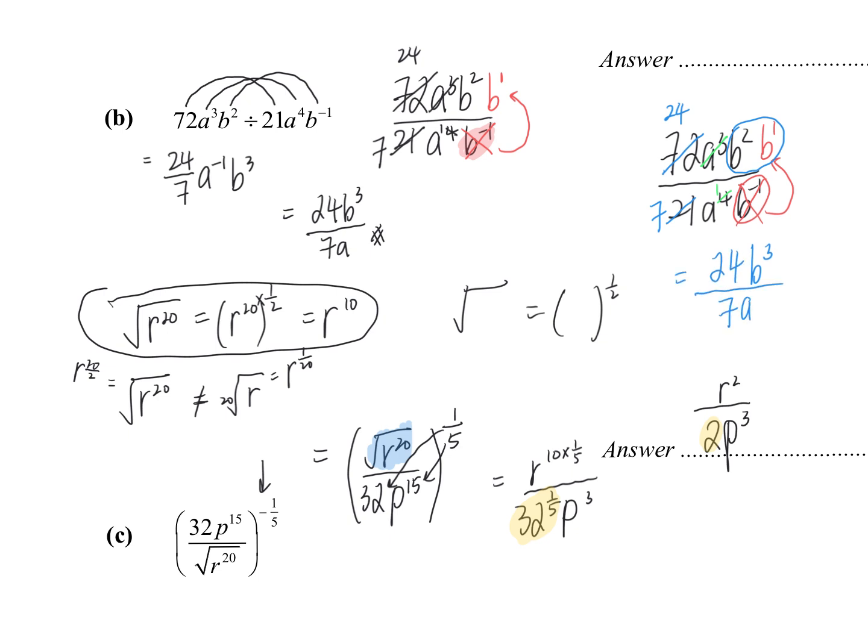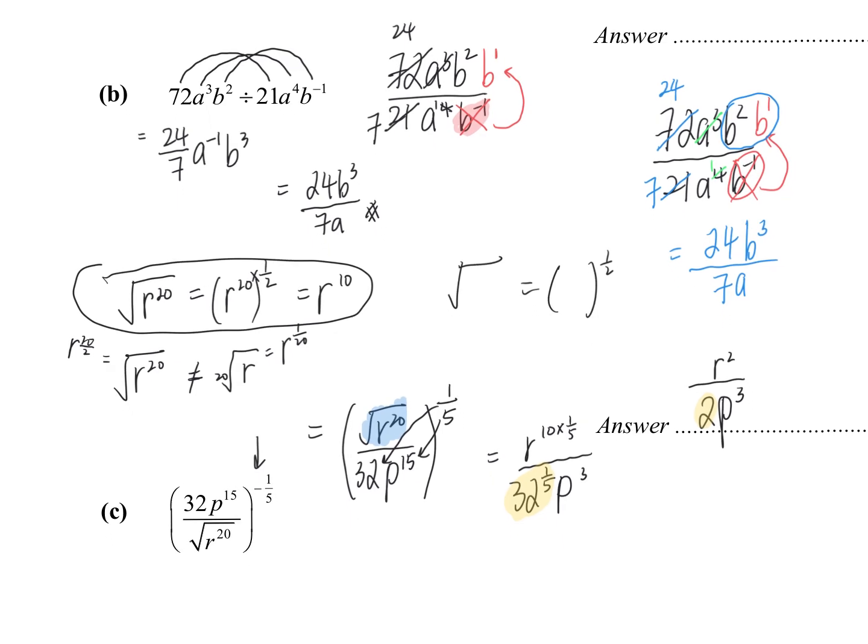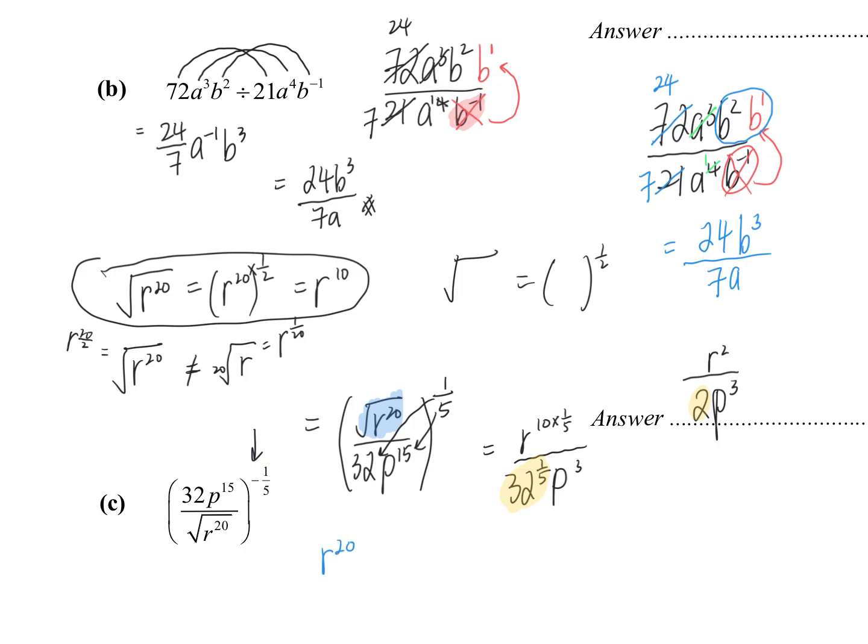Okay, so that's how you get the answer. So this one, the square root of R20 is the same as R20 raised to the power half, because square root is power half. So when I half the power, that's why I get R10. Can see? Okay, so we stop here first.